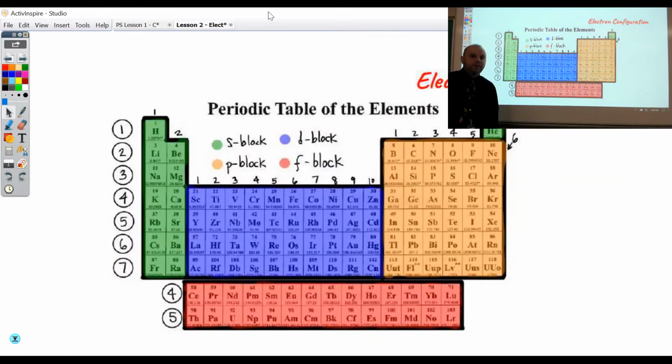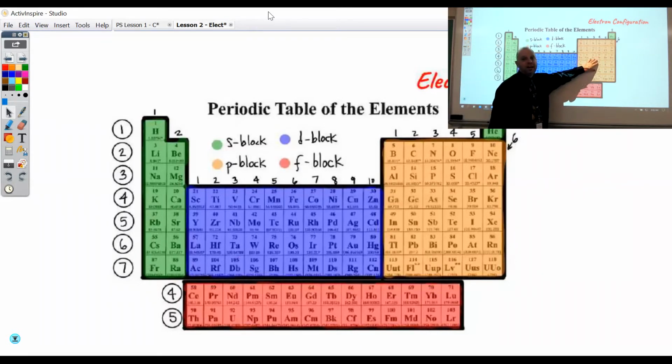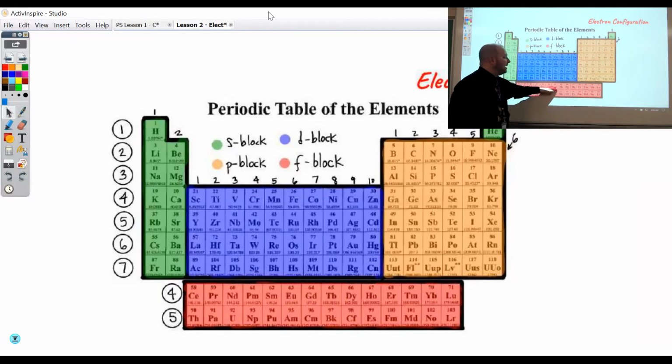If you notice on this periodic table, I've divided up everything into 4 distinct sections. So all the way on the left side, we have what's called the S block. In the middle here, we have the D block. On the right side, we have the P block. And all the way at the bottom here, we have the F block. Now, we're not going to talk very much about the F block, but I wanted to make you aware of it.